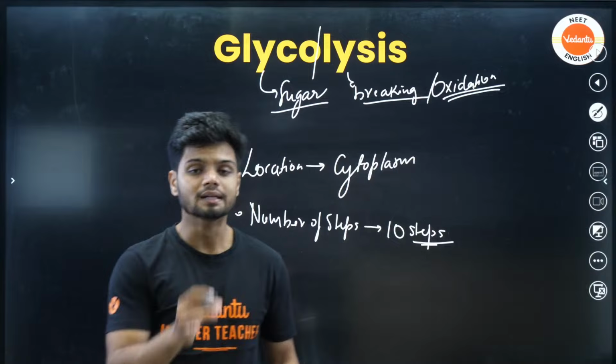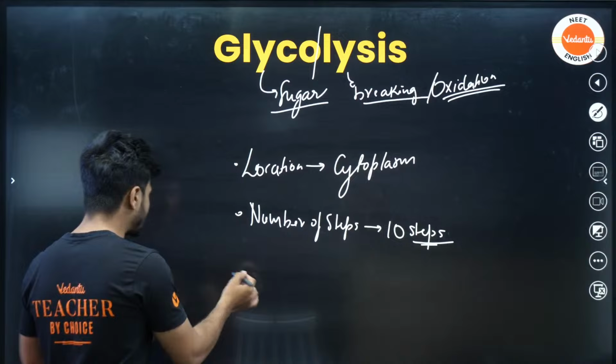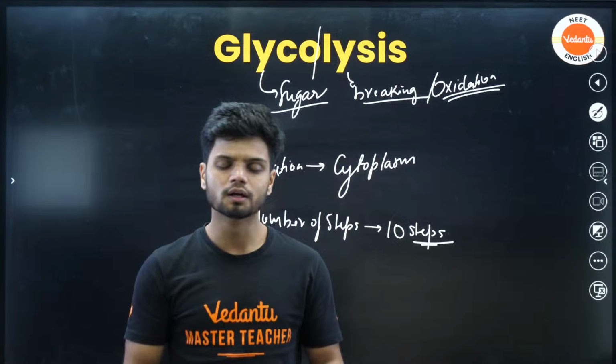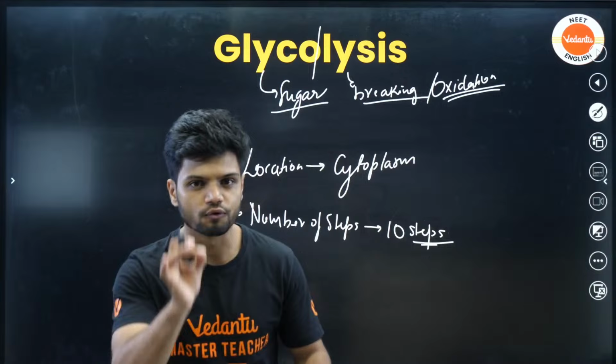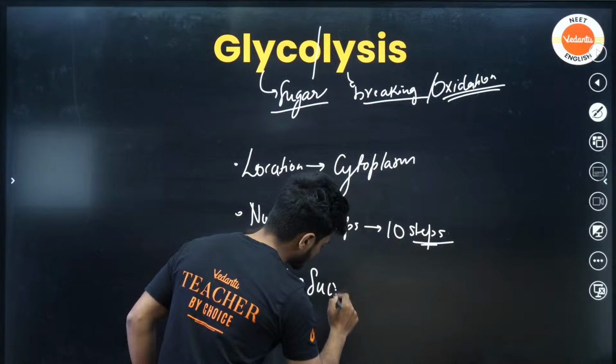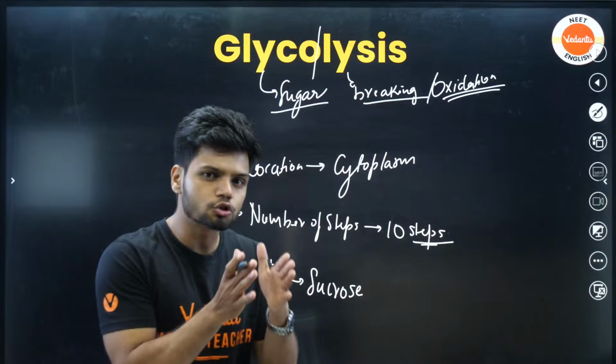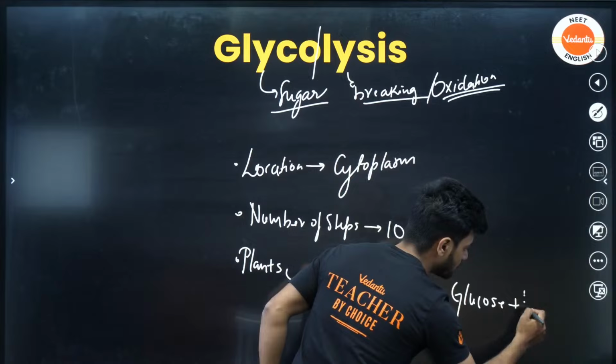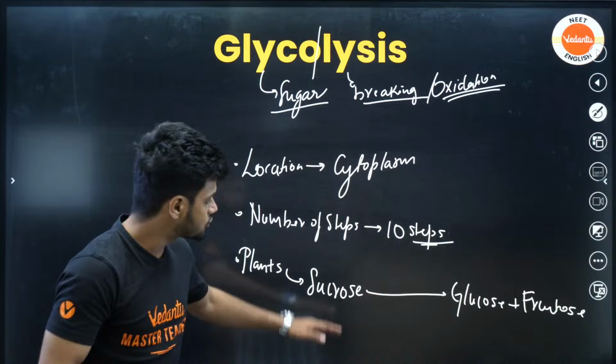The next point I want everyone to understand is, in the case of plants, plants do not store the food in the form of glucose. Plants actually store the food in the form of sucrose. So in the case of plants, the sucrose needs to get converted to glucose plus fructose. In the case of plants, the sucrose is converted to glucose and fructose in the presence of an enzyme called invertase.